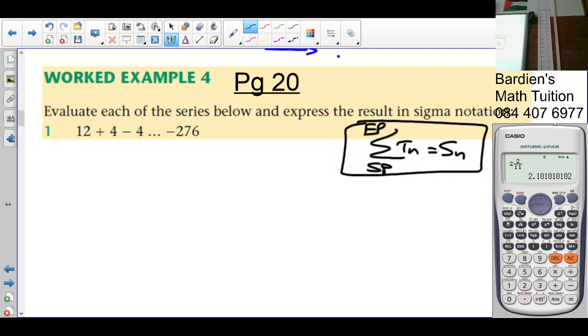Now, if we start, so I'm going to put it here. If we start, we'll always start with n is equal to 1. If we have a choice, we always start where n is equal to 1. And always when they ask you to write it in sigma notation, we start off with n is equal to 1. Okay, you guys understand?